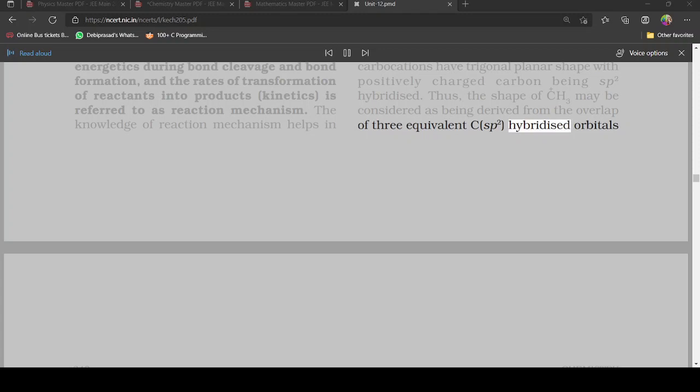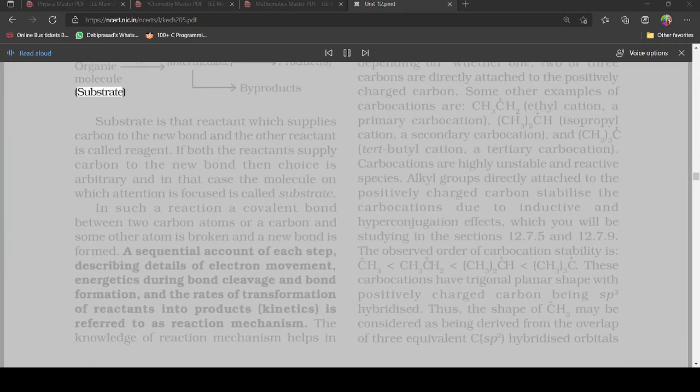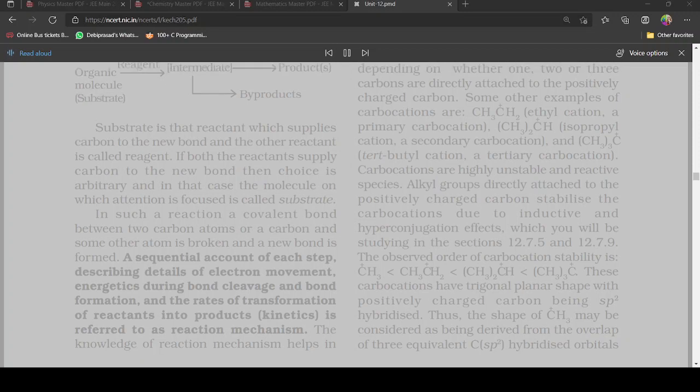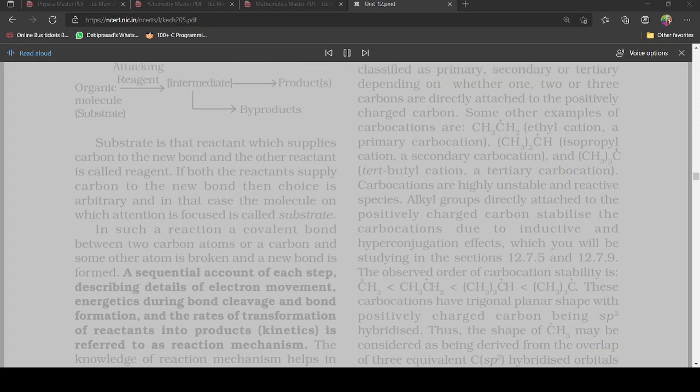Organic molecule, substrate. Attacking reagent. Intermediate, products, byproducts. Substrate is that reactant which supplies carbon to the new bond and the other reactant is called reagent. If both the reactants supply carbon to the new bond, then the choice is arbitrary, and in that case the molecule on which attention is focused is called substrate.